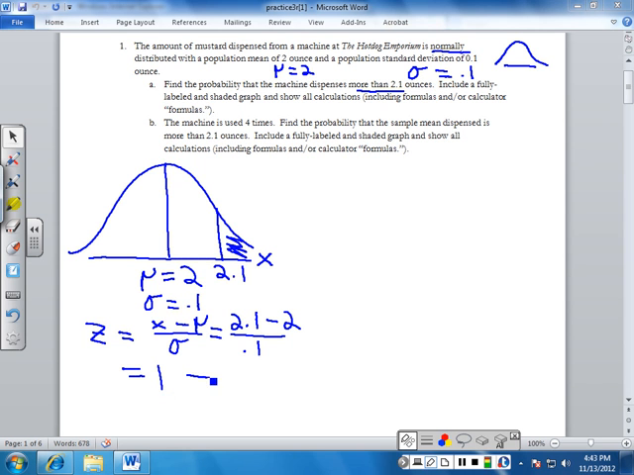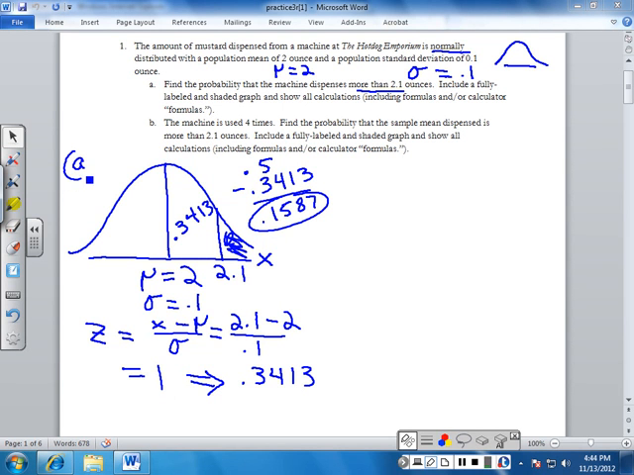And when you have a z of 1, you can look in your z table. You'll find 0.3413. And that's going to be the area from the mean to the point we're at. And of course, we're looking above there. So that's going to be 0.5 minus the 0.3413, or 0.1587. And so all of that is part A.